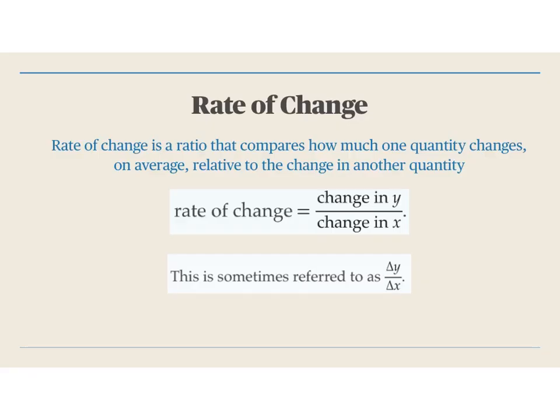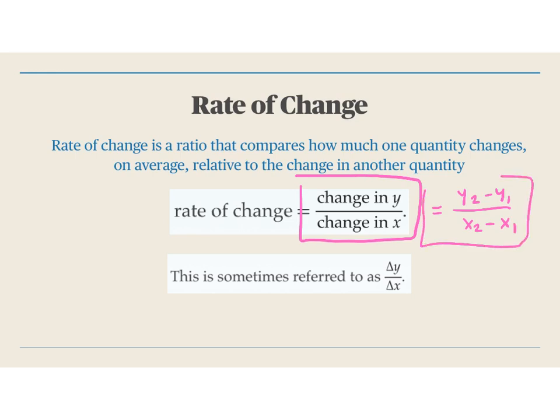So our rate of change formula we have as the change in y over the change in x. So this is the formula for rate of change. In terms of x and y, we would say it is y2 minus y1 over x2 minus x1. And then sometimes it's referred to as the change in y over the change in x. So this little triangle is the same thing as saying the change of.